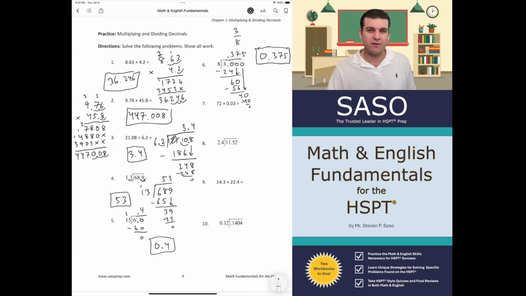I know some people actually memorize their 8s. There will be other fractions that you will want to memorize what they are as decimals for the HSPT. But if you're ever not sure how to change a fraction to a decimal, this is it. So it's a really important skill. All right. Next, we have multiplication.